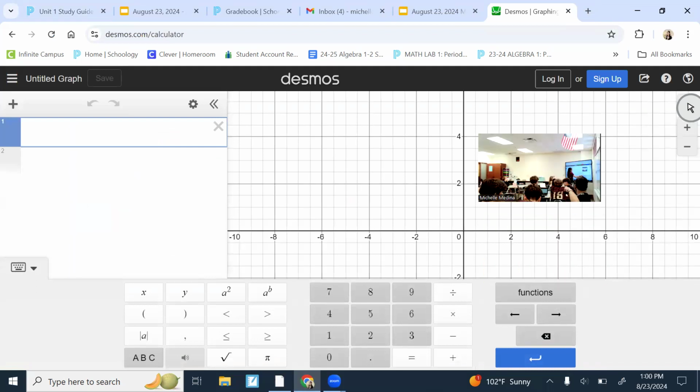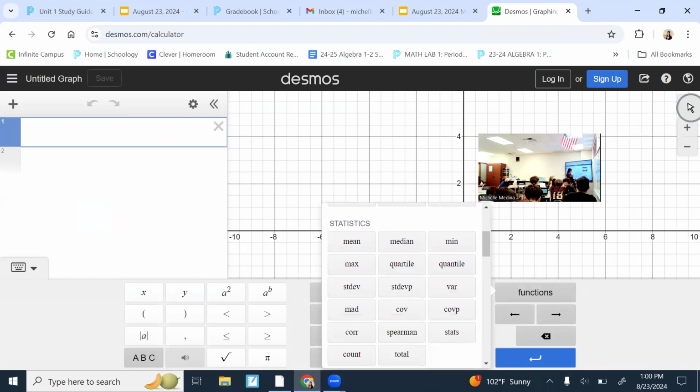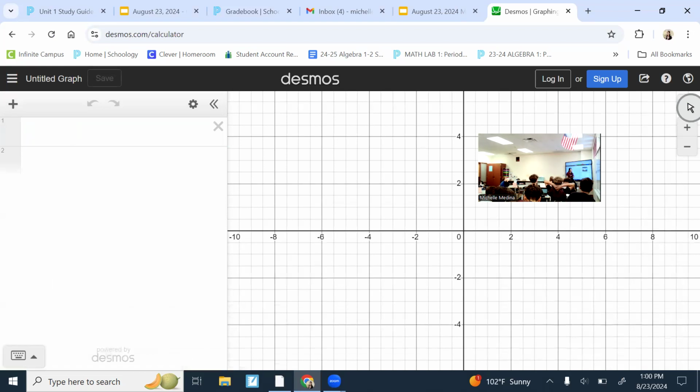Sorry. Okay, it doesn't find the mode for you. So, sorry. But what does mode mean? Yes?